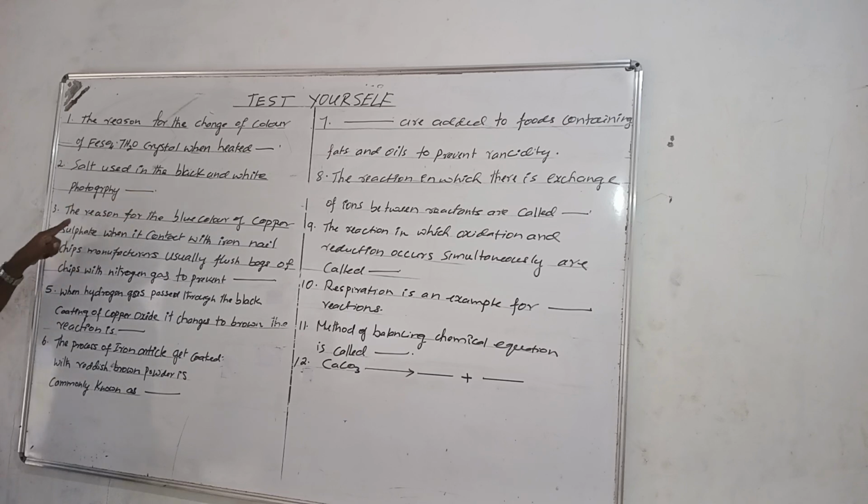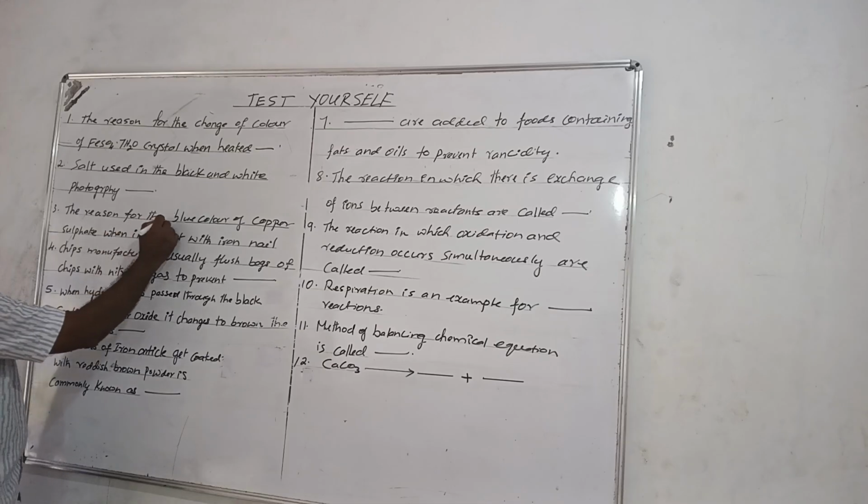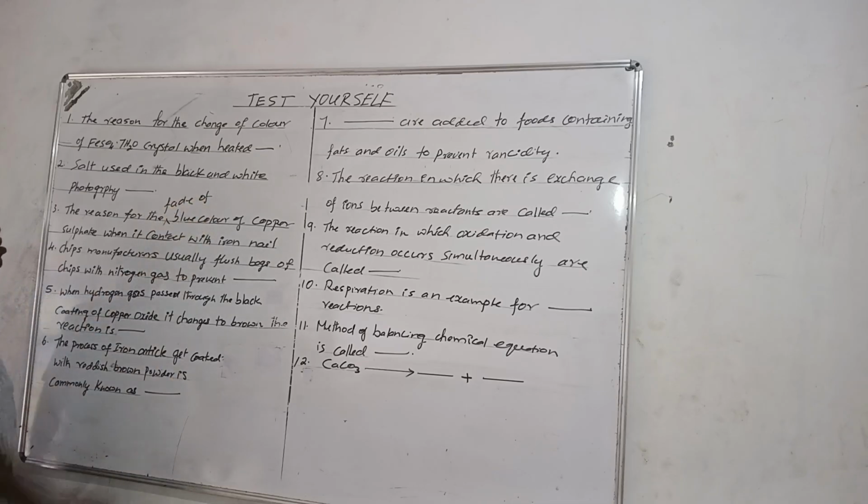Third question, the reason for the fade of blue color of copper sulfate when it contacts an iron nail. So when copper sulfate is in contact with iron, the color of copper sulfate will fade. What is the reason? You have to write.